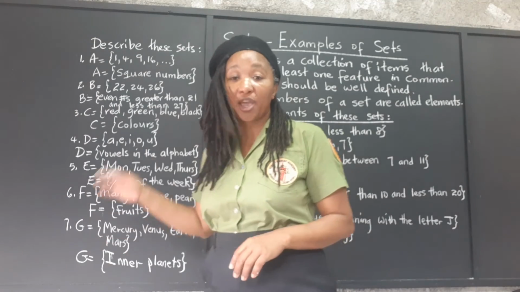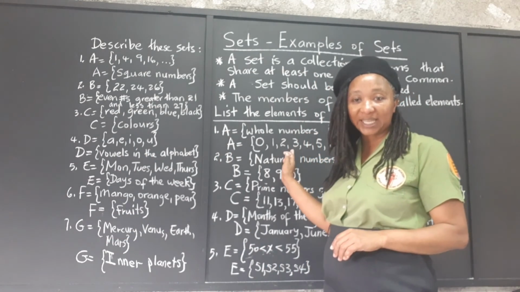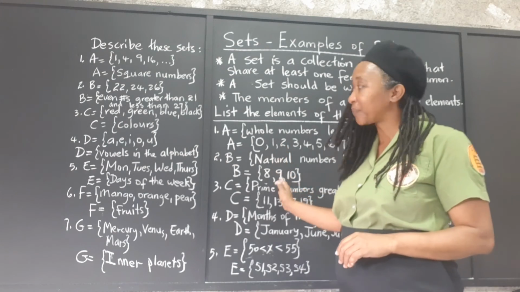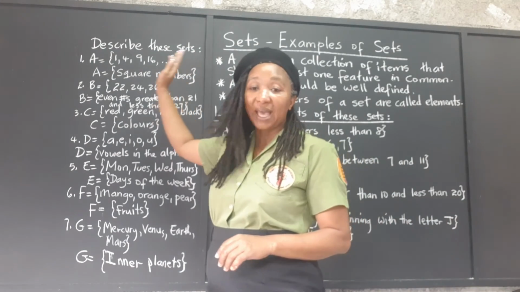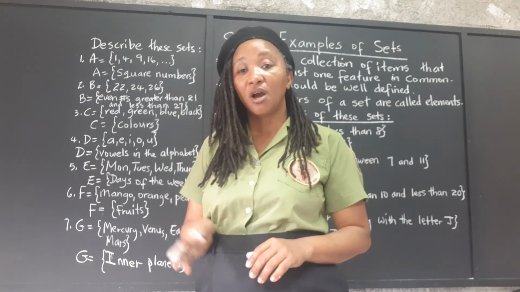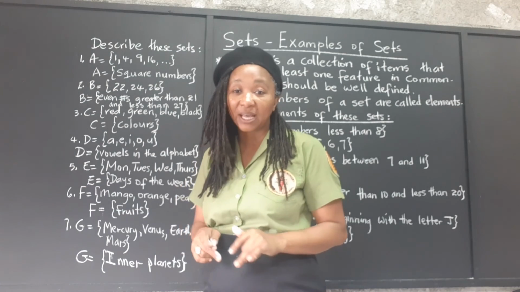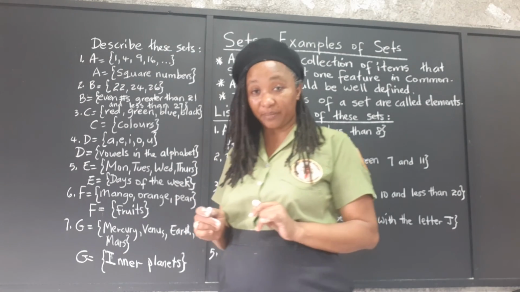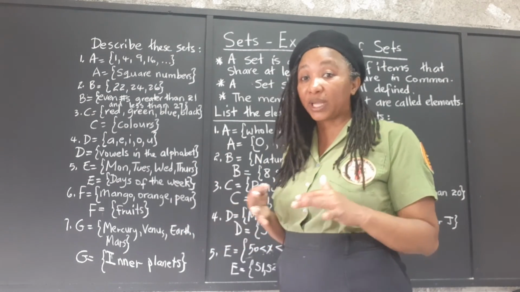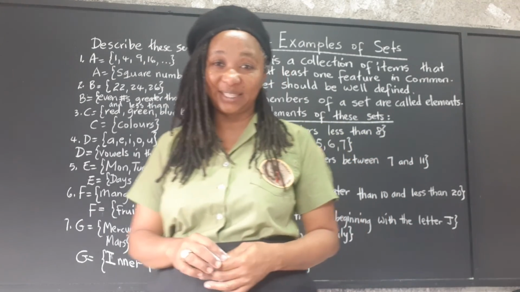Alright, so here we were given the description and we listed the elements of the sets. Here we were given the elements listed, and we had to try to figure out how to best describe them as specific as we can, right? Narrow it down as much as you can to make it well defined.